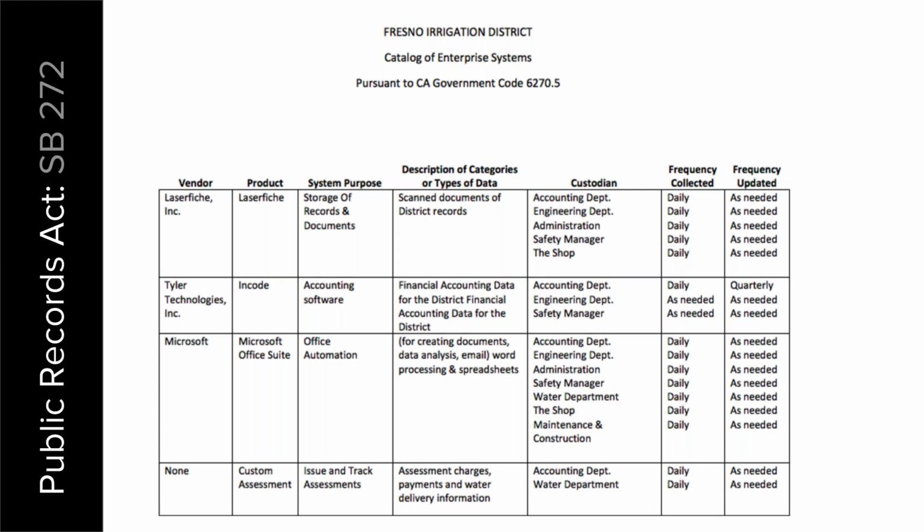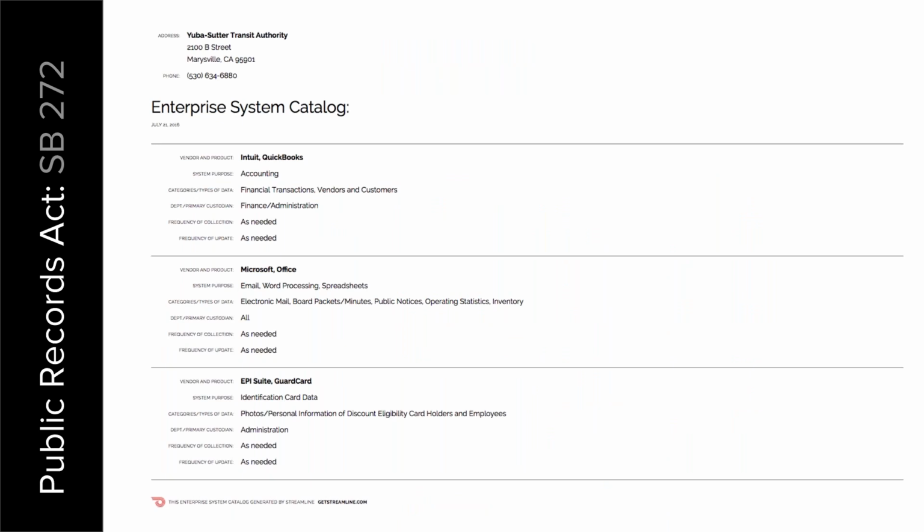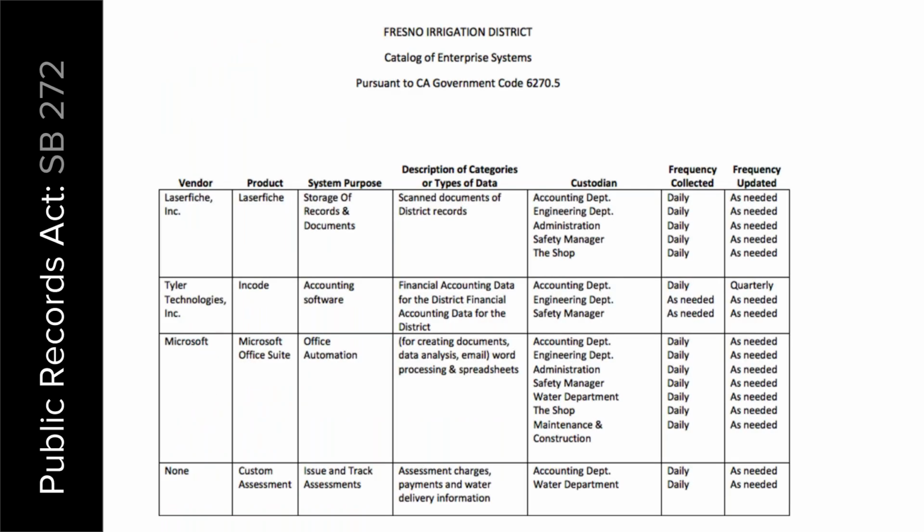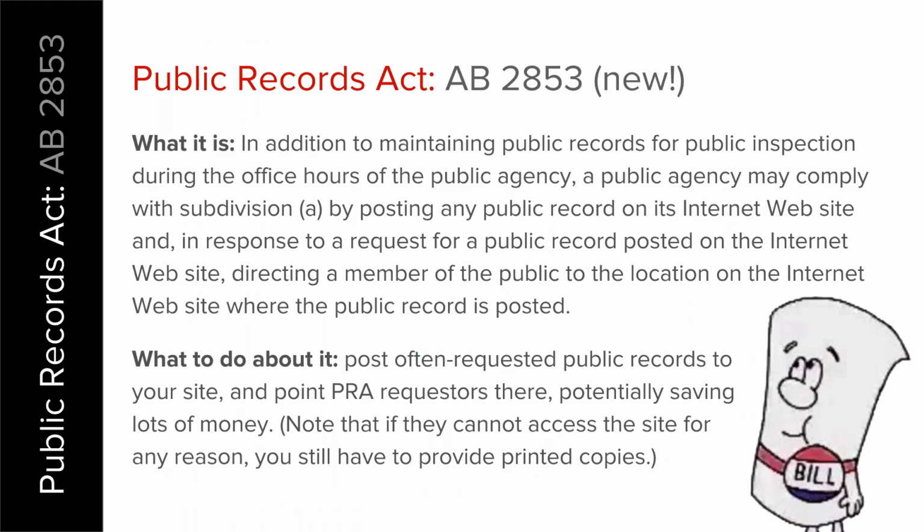Well, that does not mean that QuickBooks would not need to be included in my catalog. Like in this example, they've got Intuit QuickBooks because the rules about SB272 are a little different than they are about the actual Public Records Act. So you may have to disclose your system even if you wouldn't share the information that's in it. So it's a little bit tricky.